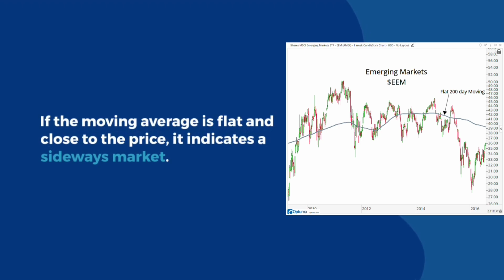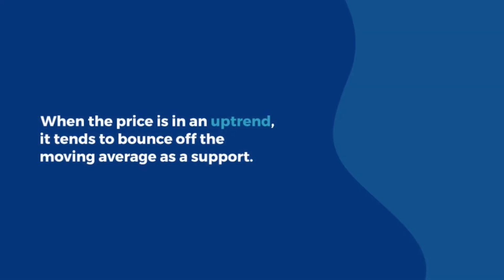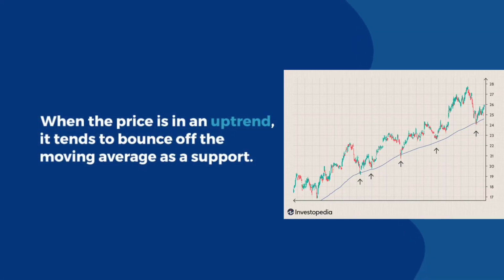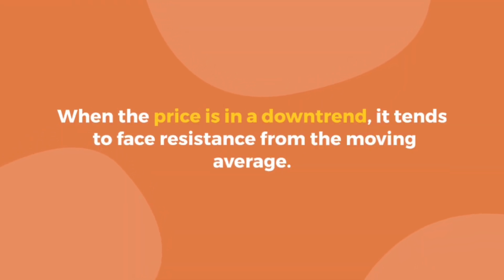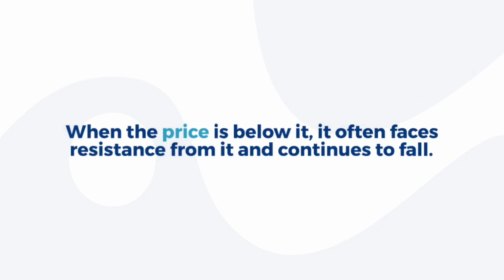Finding support and resistance. A moving average can also act as a dynamic support or resistance level for the price. When the price is in an uptrend, it tends to bounce off the moving average as a support. When the price is in a downtrend, it tends to face resistance from the moving average. For example, if we use a 50-day EMA, we can see that when the price is above it, it often finds support from it and continues to rise. When the price is below it, it often faces resistance from it and continues to fall.